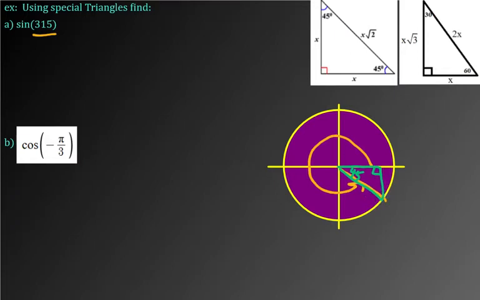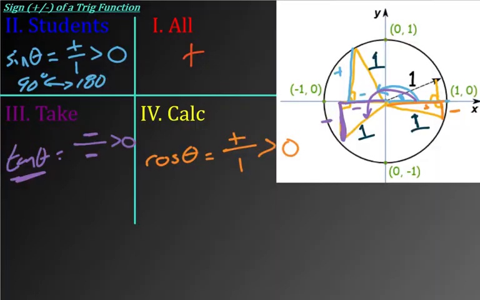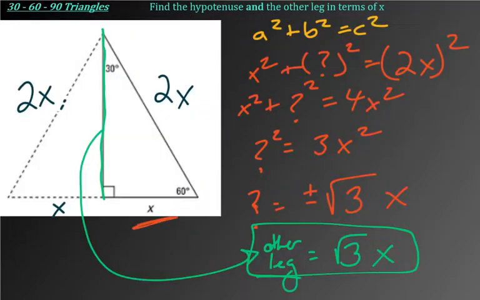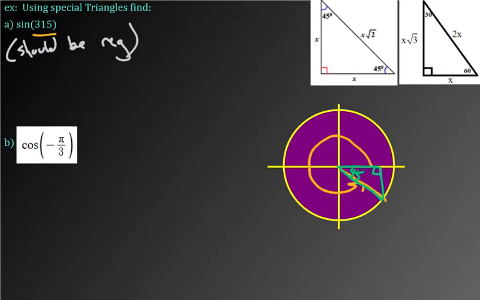Now we know already that my answer here should be negative, because it's a sine, and we just talked about over here that the only thing positive in that quadrant is cosine. So it's going to be a negative answer. We just have to figure out what negative number it is, and that is where the triangle stuff comes in.